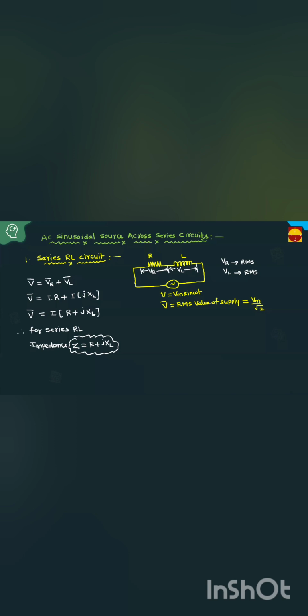What is VR here? VR equals IR at an angle of 0 degrees. What is VL, friends? VL equals I into jXL, that is I into XL at an angle of 90 degrees. Then V bar equals I bar into Z, where for series RL the impedance Z equals R plus jXL.